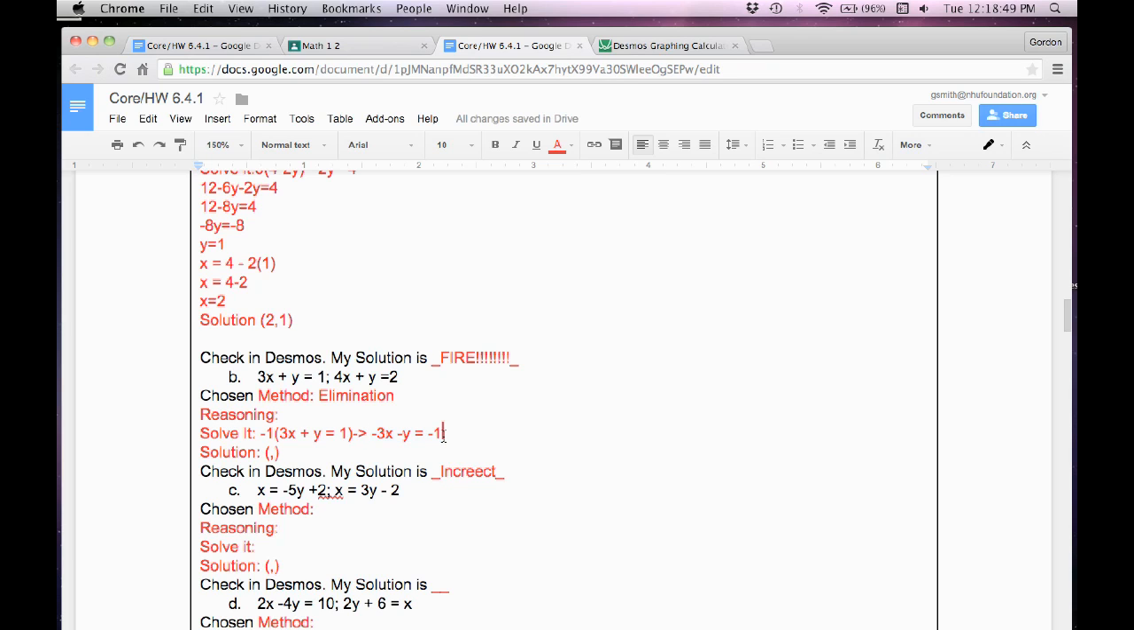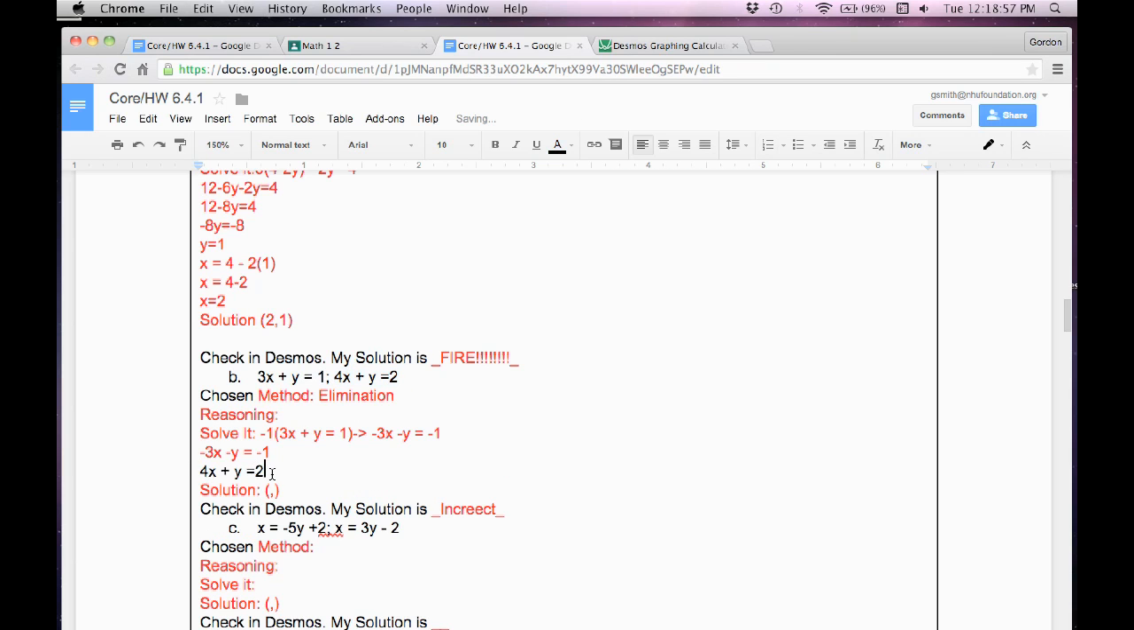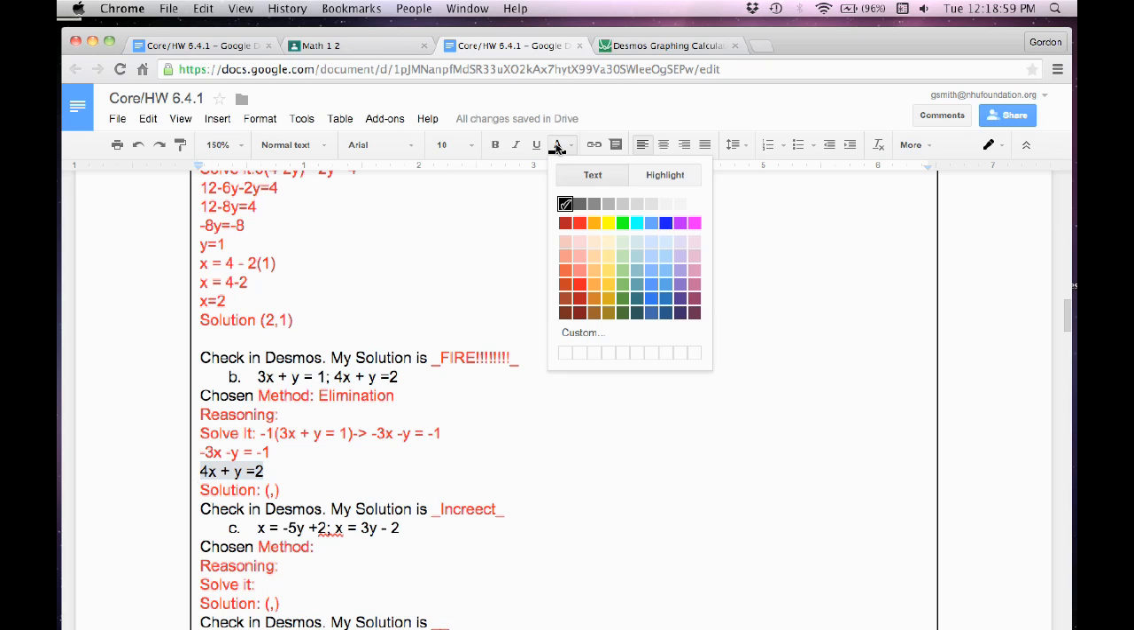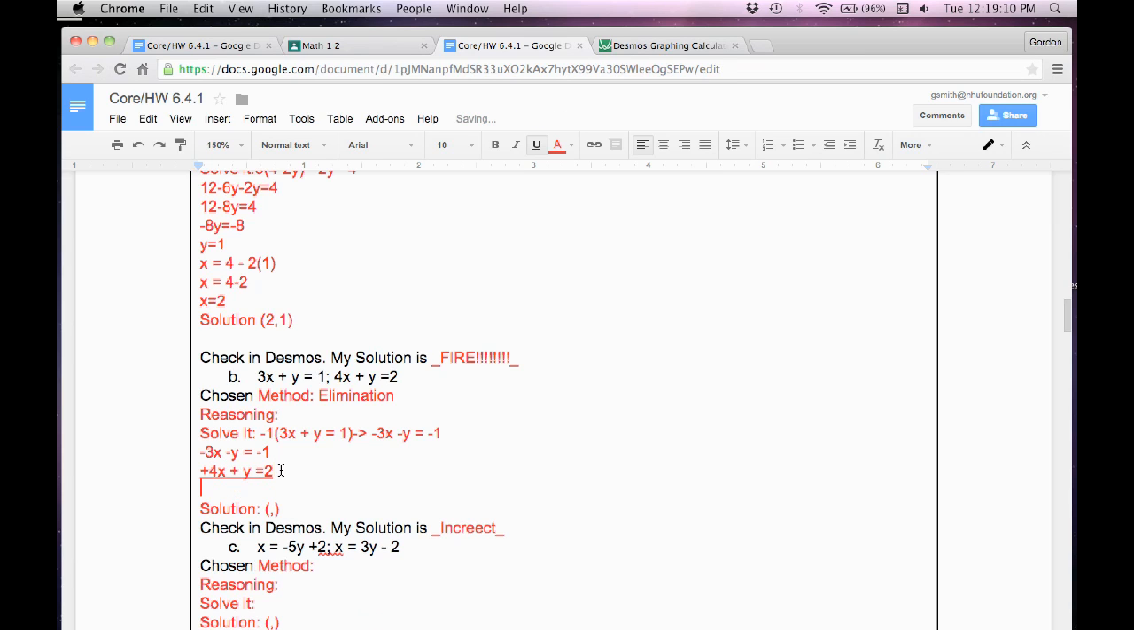We will then add this equation to the other equation with the understanding that what we're really trying to do is make the y's disappear. And the way we'll do that, of course, is that we will add the two together, knowing that having a negative coefficient to this y will make the whole thing cancel out. So negative 3x plus 4x would be 1x. And then the negative y and the positive y would just be plus 0. And that would be equal to negative 1 plus 2, which is positive 1. So x equals 1.